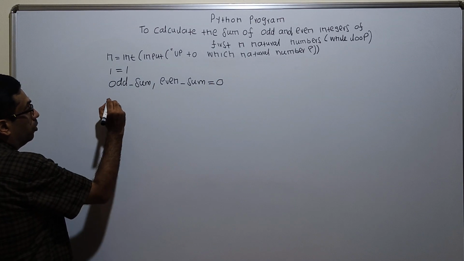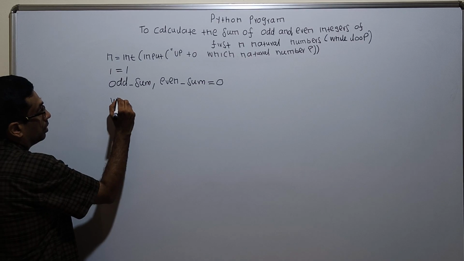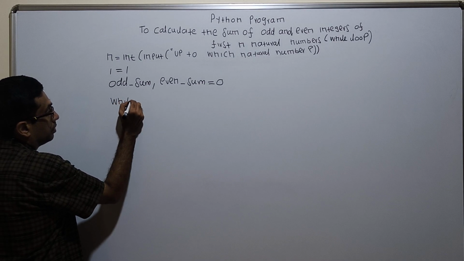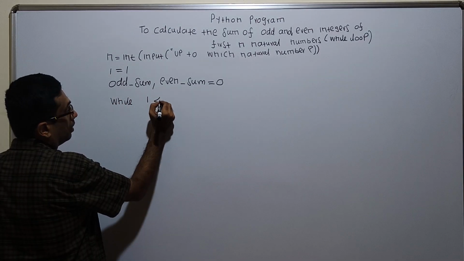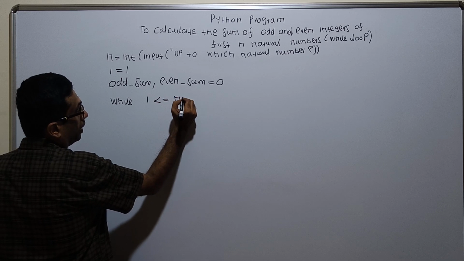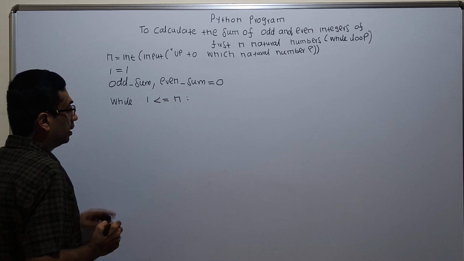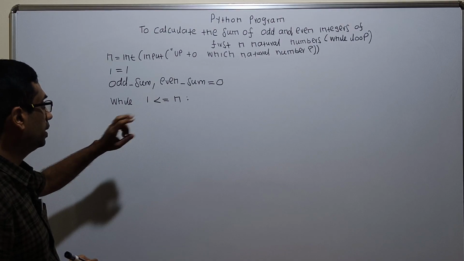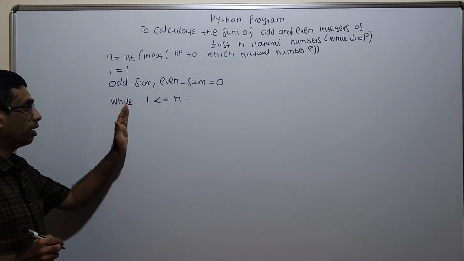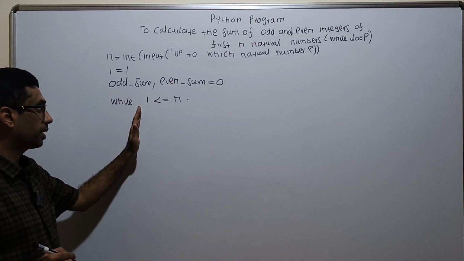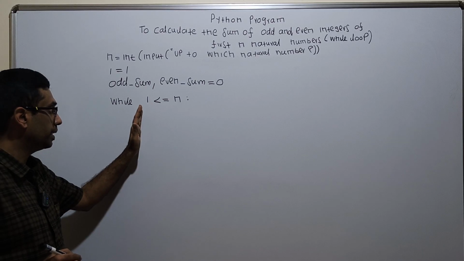Here I am writing a while loop: while i less than or equal to n colon. If this condition is true, the control will come inside the while loop. For the scope of the while loop, you have to give an indentation. That means the statement will come under the while loop if it is indented.